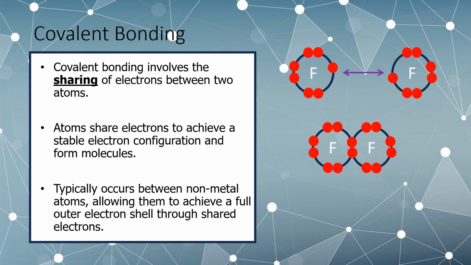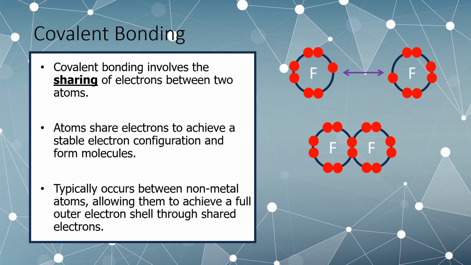Covalent bonding involves the sharing of electrons between two atoms. So whereas ionic is the transfer, covalent is the sharing. Atoms share electrons, once again, to achieve that stable electron configuration and form molecules. This occurs between non-metal atoms, allowing them to achieve a full outer electron shell through their shared electrons.